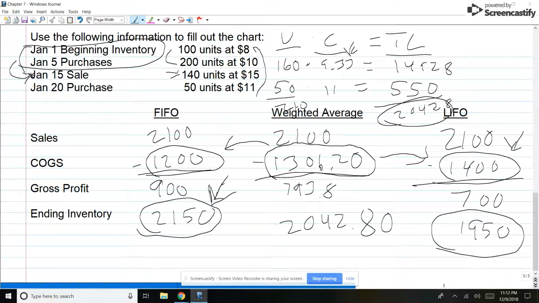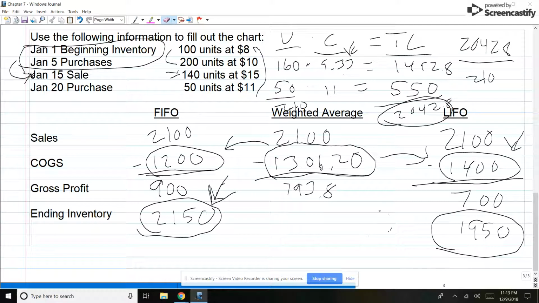But if we had to figure out what our weighted average is, we would take the 2042.8 divided by 210, and then we'd use that number to figure out what's going on. Well, actually, no, never mind. I'm doing this wrong. You've got to take the weighted average and multiply. So this new weighted average is going to be 9.73. Now we're going to take that 9.73 multiplied by the 210.